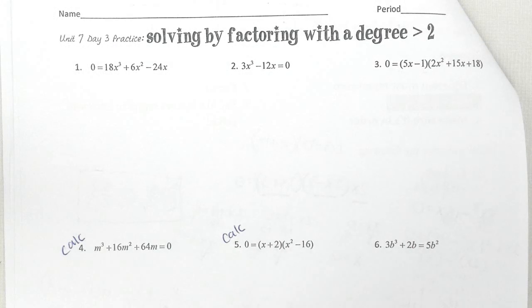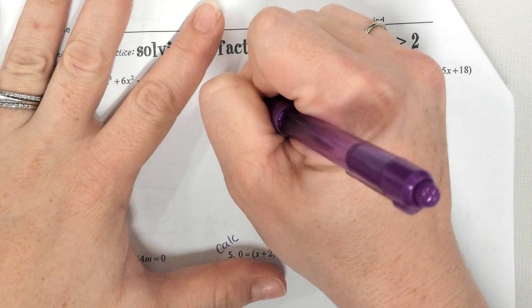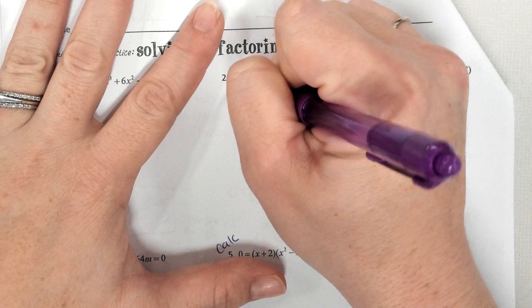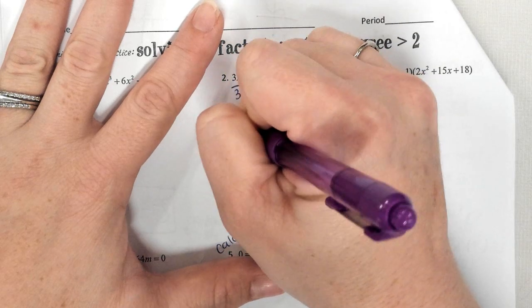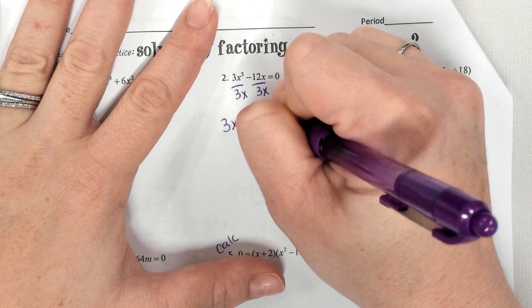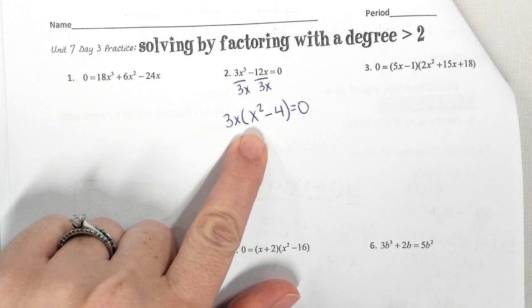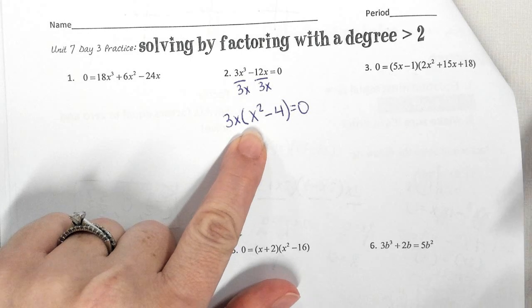So look at number 2. What do I do first? It's already equal to 0. GCF? What is my GCF? 3x. So I'm going to divide out my 3x. And when I take the 3x out, what am I left with? X squared minus 4. Now, what did A become? So you put 1. So can I do this in the calculator?